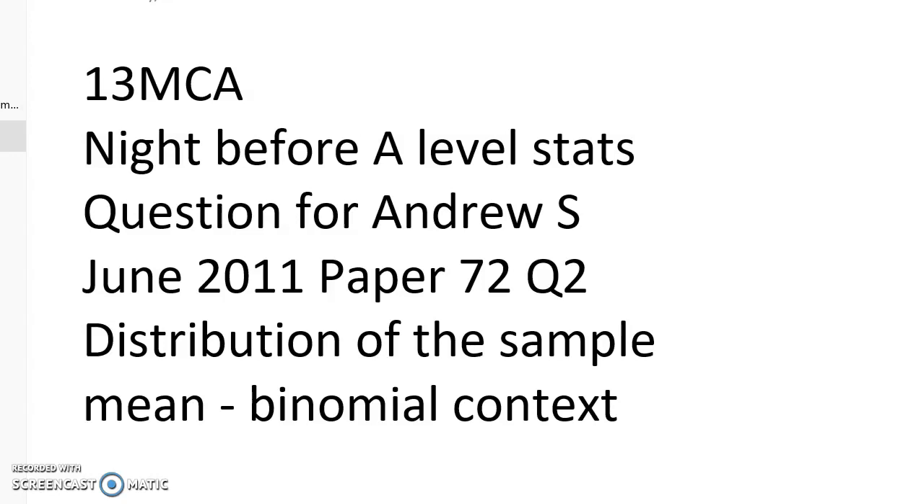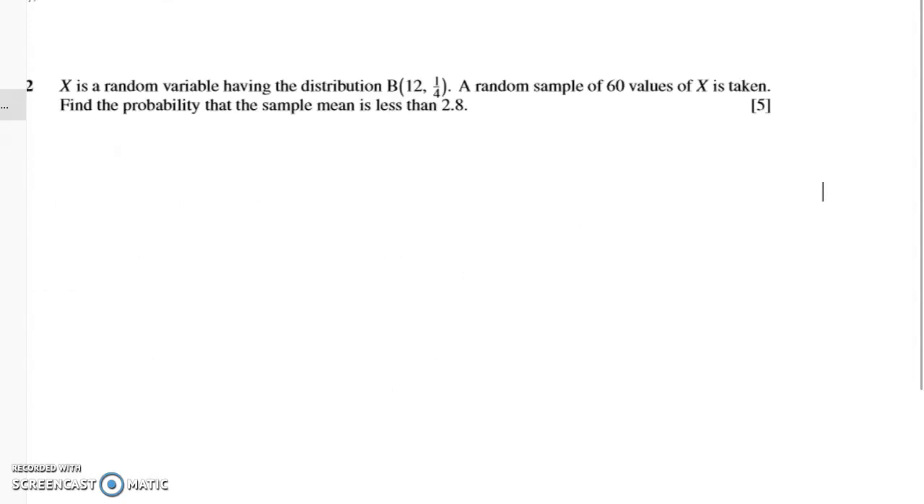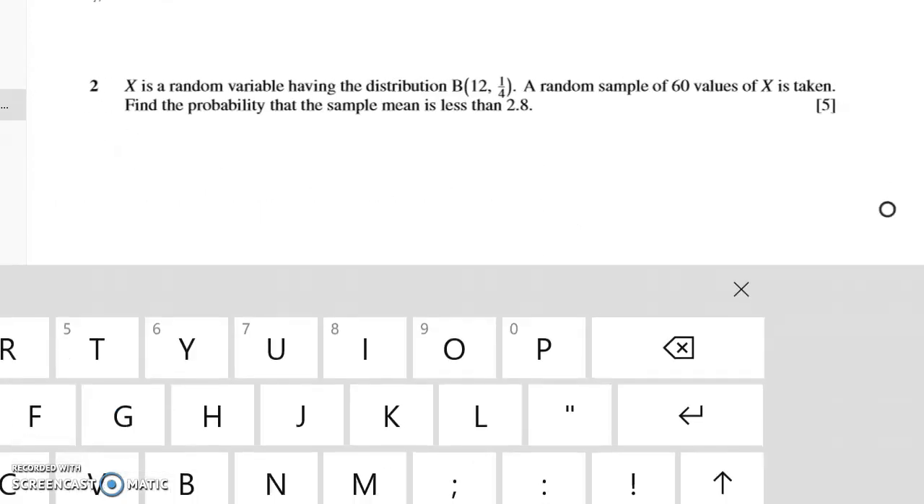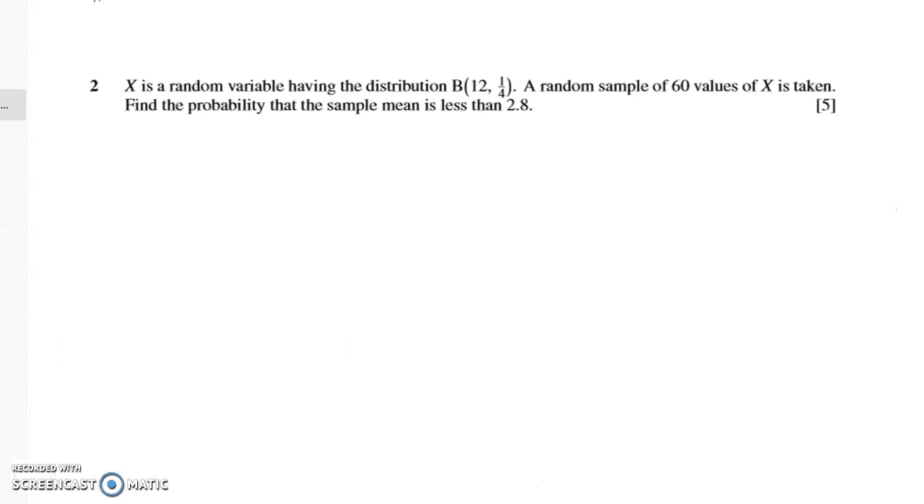So this first one is from Andrew S, and it's a question that looks like it might be a normal approximation to a binomial, but it's not. It's about the distribution of the sample mean, but it's set in the following context. So we're told that X is a random variable and it's got a binomial distribution, right? So N is 12 and P is 1/4.